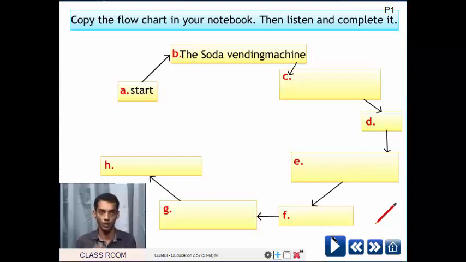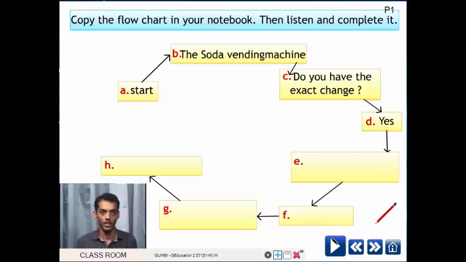Now you have found the soda vending machine, right? What's the next step? Write in your notebook and tell me. Now you have found the soda vending machine. What's the next step? Sir, we need exact change. Yes, you have to ask yourself whether you have exact change. Do you have the exact change? Yes, now you have the exact change, right? Yes, we have exact change. Yes, you have to tell yes.